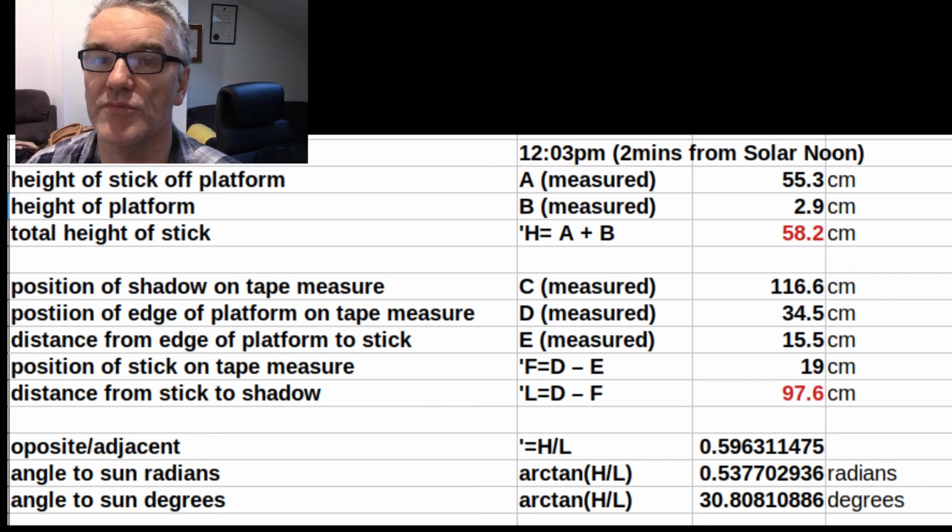And you do some trigonometry on that. So we've got opposite over adjacent, which is the tangent. That is 0.596. That's the height of the stick over the length of the shadow, so that's 0.596, and the arctan of that is 30.8 degrees. So that can go into I Can Science's experiment.